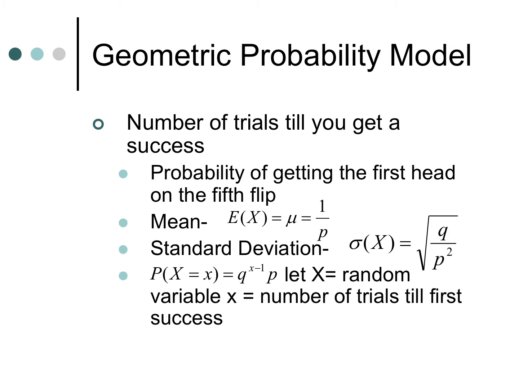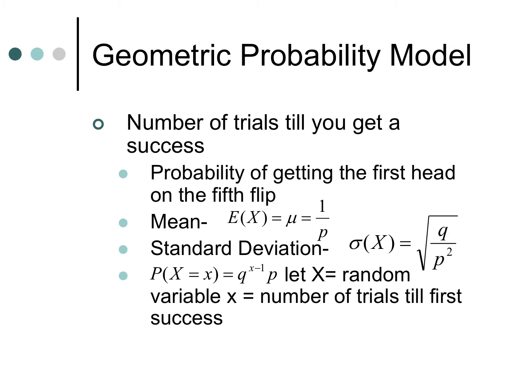So the probability of getting the first head on the 5th flip. That means I got failure, failure, failure, failure, and the last one is 1 success. Okay? You have 1 success with geometric probabilities. Now the expected value for a geometric probability model is 1 divided by the probability. 1 divided by p is your expected value for this model.